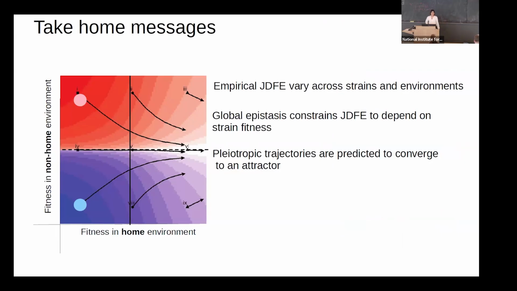The second thing that I'd like you to take away is that global epistasis, this very specific type of dependence of the fitness effects of mutations on the background fitness, constrains the joint distribution to depend also on strain fitness. And the last thing that I'd like you to take away is that pleiotropic trajectories are predicted to converge to an attractor in this setup. So with this, I'm happy to take any questions, and answer any more details of any of these calculations, and so on.